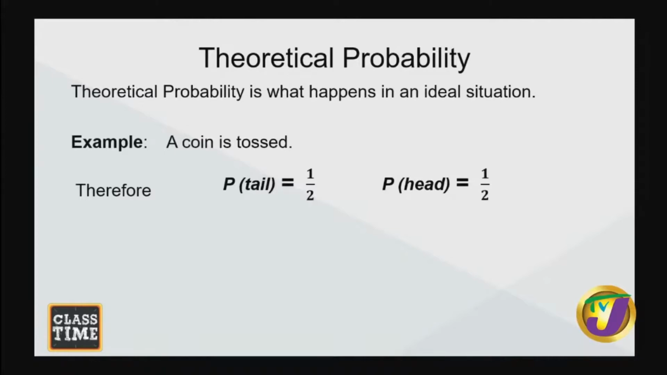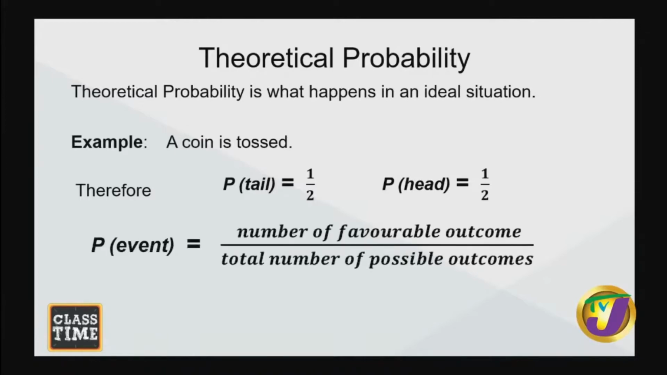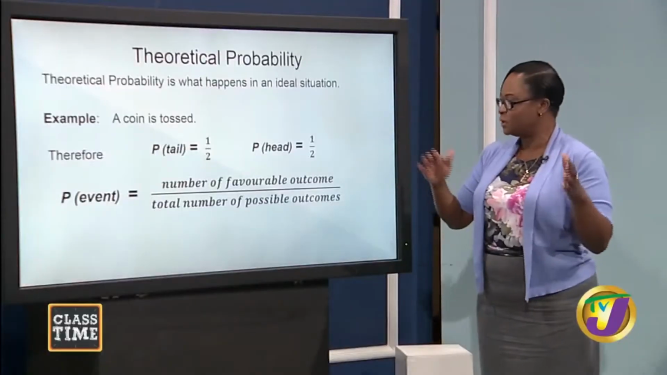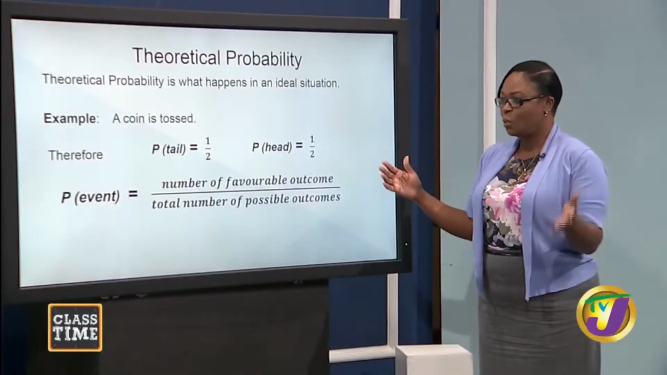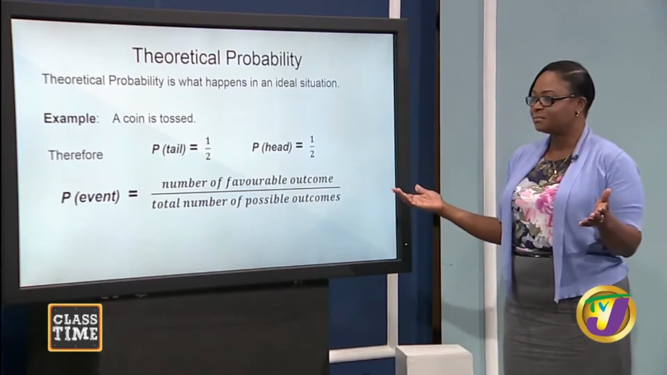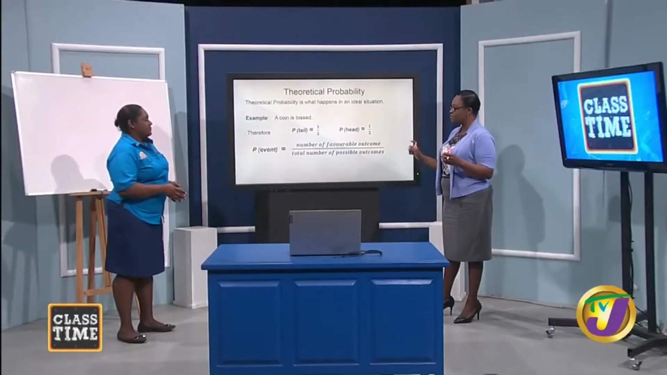Now, the generalized formula that can be used to calculate the theoretical probability would be the number of favorable outcomes out of the total number of possible outcomes. So this is what we know will happen if you toss the coin. You haven't really carried out the experiment as yet, so in theory.